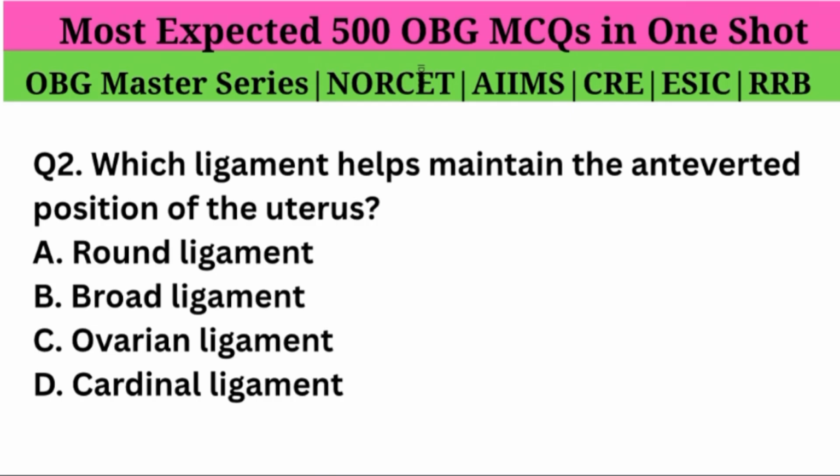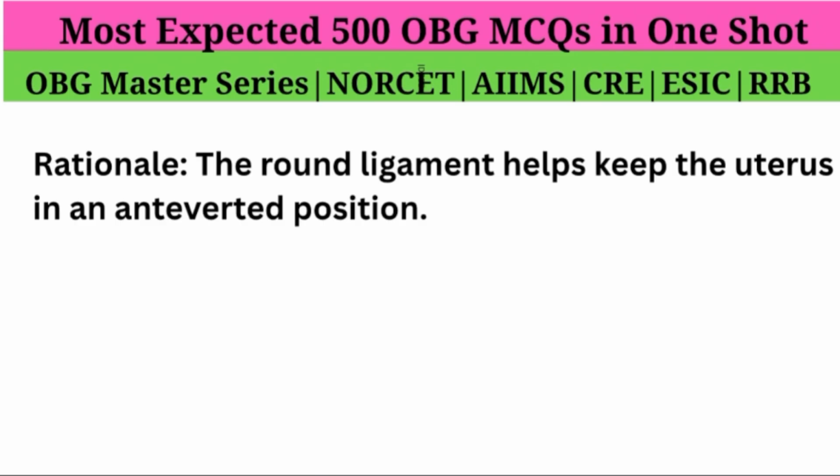Next question. Which ligament helps maintain the anteverted position of the uterus? Your correct option is option A, round ligament. Rationally, the round ligament helps keep the uterus in an anteverted position.